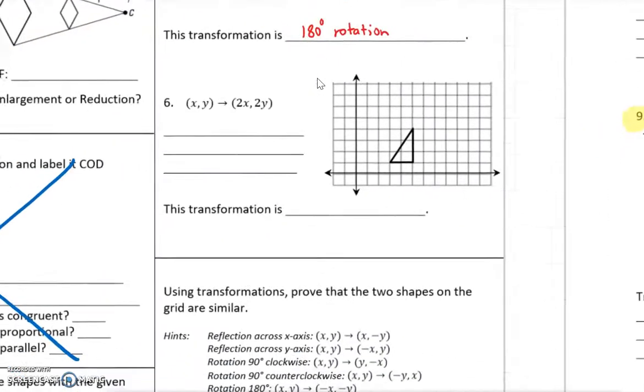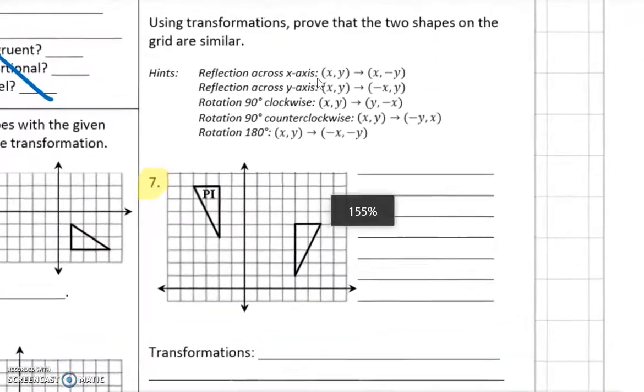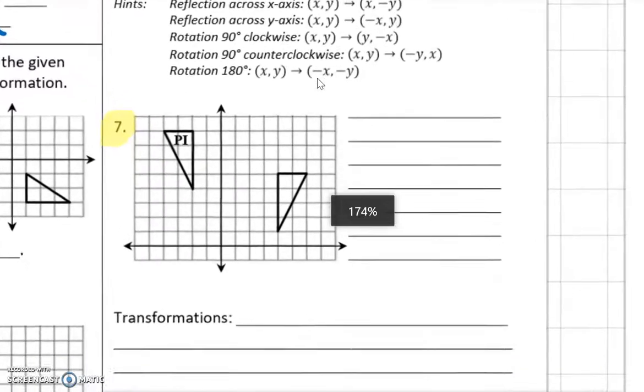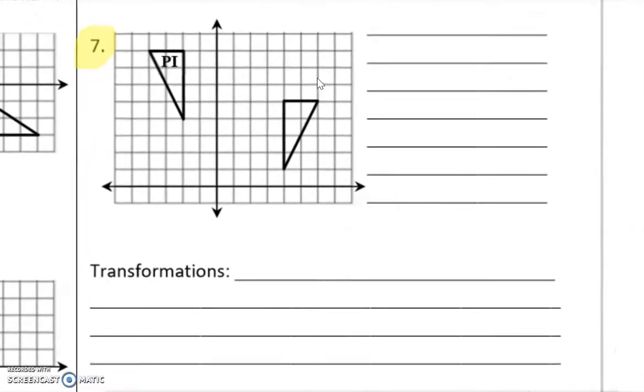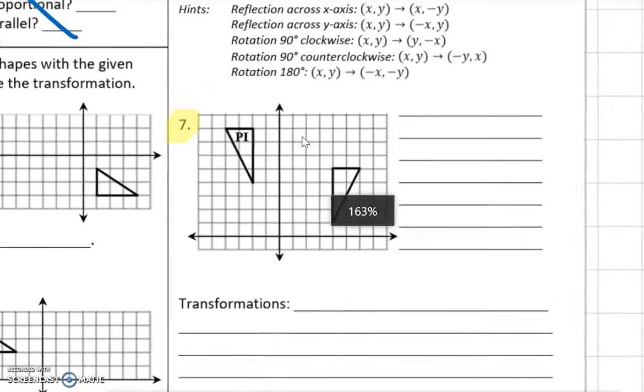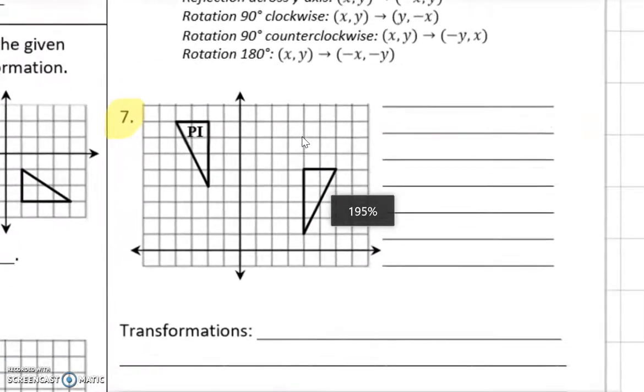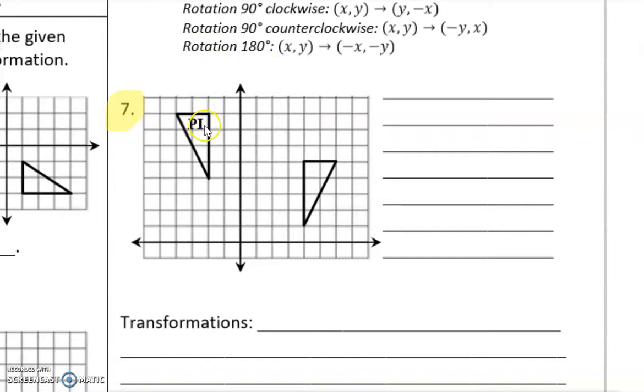Let's go back to number 7. So 7 says, using transformations, prove that the two shapes are similar. So we did this in the notes as well, in the notes video for 7.3. So go back and review that if you need to. So basically, I need to get this pre-image on top of the image. So you can see they're not orientated correctly.